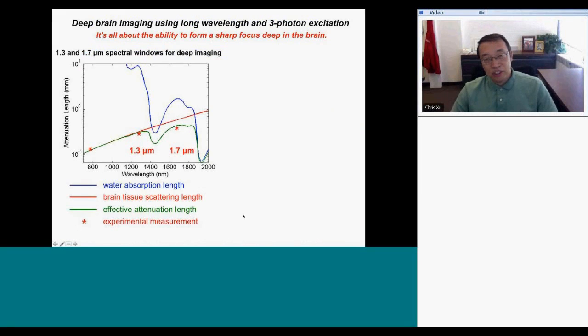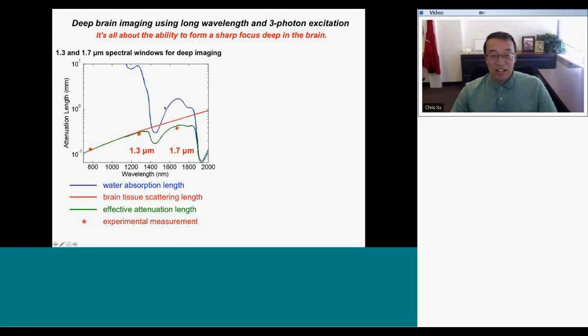So just one slide for a little more detail about why this works well. It's all about the ability to form a sharp focus deep in the brain. So let's look at tissue attenuation. So we go long wavelength. In those long wavelength regions, for example, above 1200 nanometer, water absorption really dominates for the brain tissue. On the other side, if you follow the red curve over here, as you go to longer and longer wavelength, the scattering length actually increases. So less scattering by going to long wavelength. That's the red curve. It is the same reason why you see sky is blue, sunset is red.